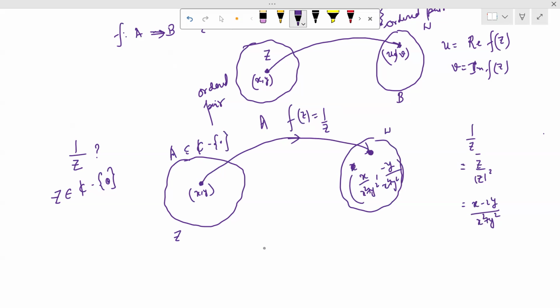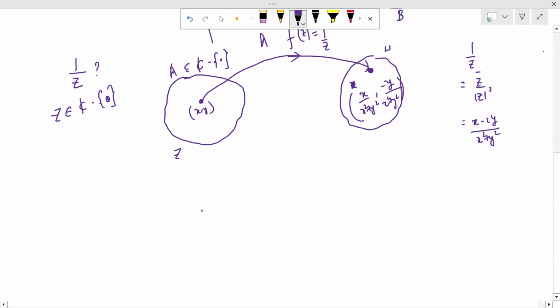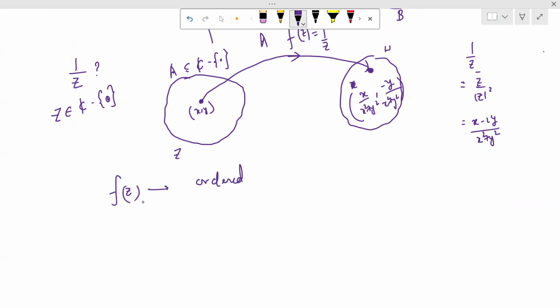So in general, we'll use this notation. What is Fz? Fz is also nothing but an ordered pair of two real valued functions. Nothing is complex here, okay? Real valued functions.